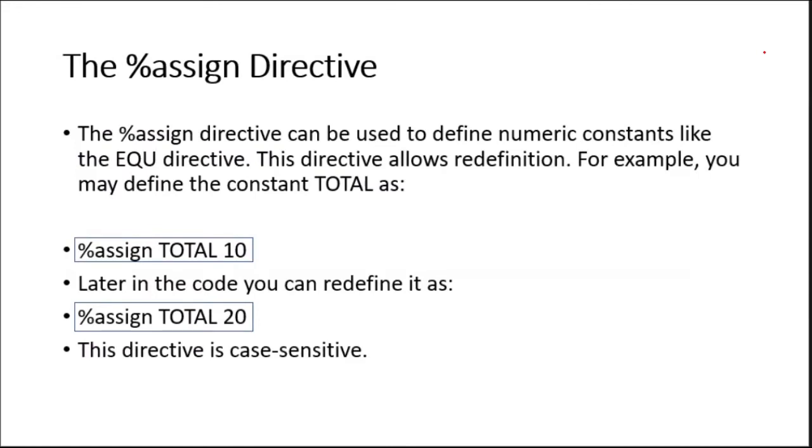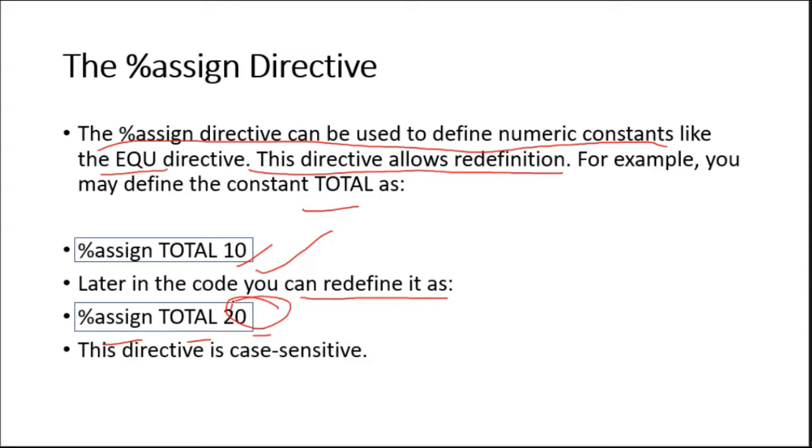Now the next directive is the assign directive, the percent assign. The percent assign directive can be used to define numeric constants, just like the EQU. However, this directive allows redefinition, whilst the other one does not allow redefinition. Are you guys following? Okay. So, for example, you may define total as 10, so you do percent assign total 10. Now you see how the syntax for this compares to the constant, the EQU. Then later in the code, you can redefine it as percent assign total 20. So you can redefine it, and once you redefine it, it's going to use this new value, which is 20.